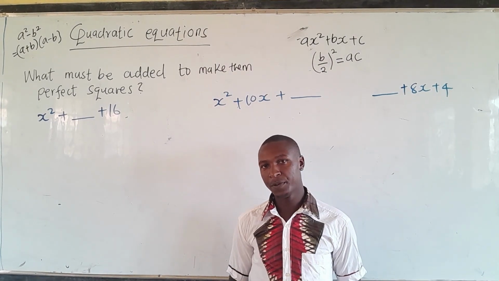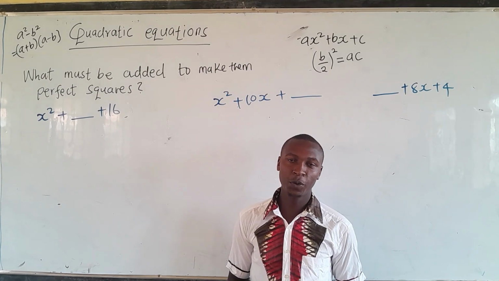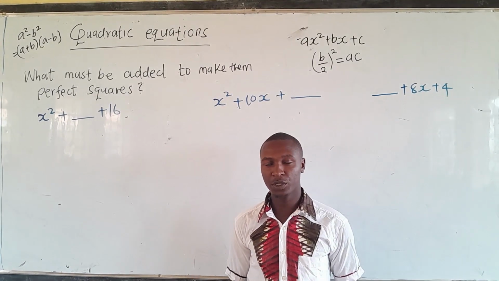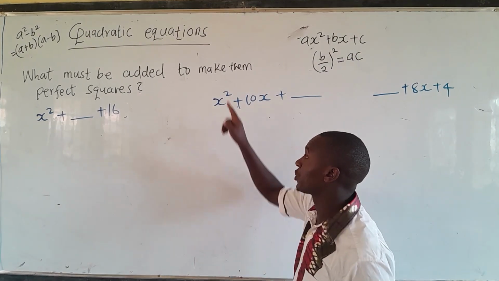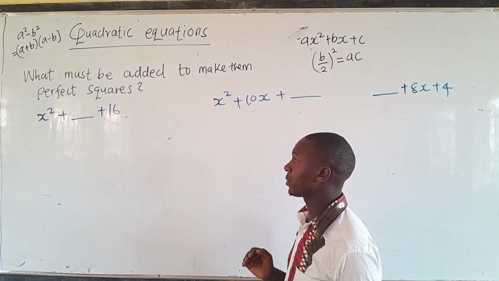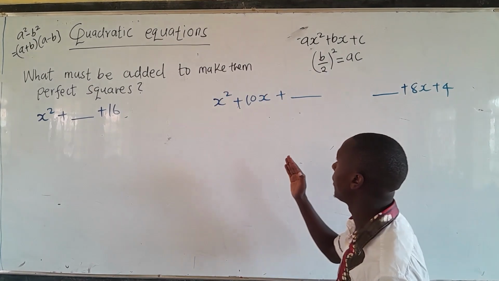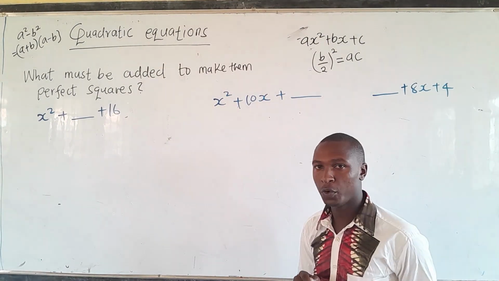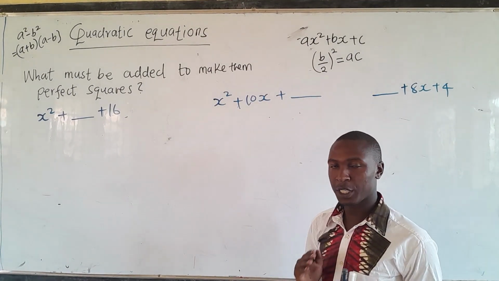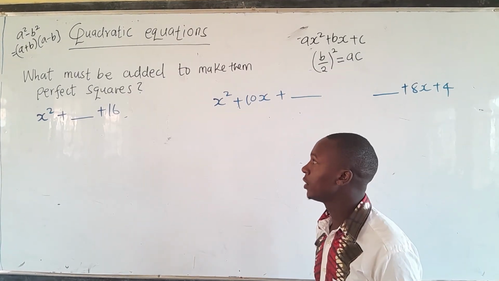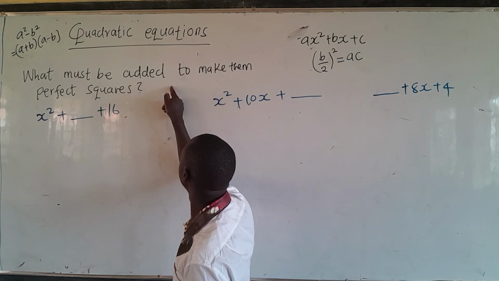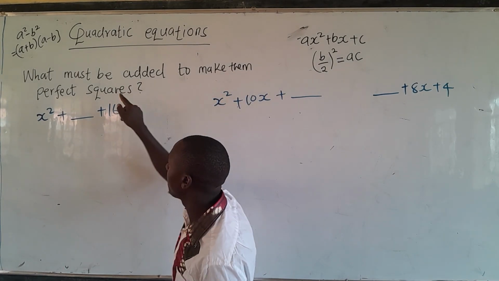Welcome to this video, and here we are going to do more examples on quadratic equations. So here we are going to talk about what we call perfect squares. We have expressions here which we must solve for the unknown values for us to make the expressions perfect squares. So the question is, what must be added to make them perfect squares?